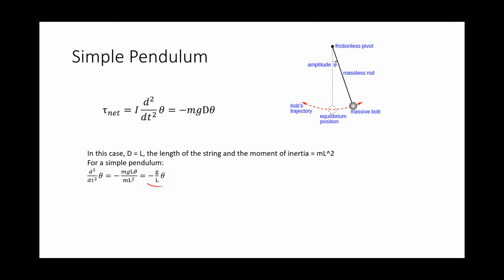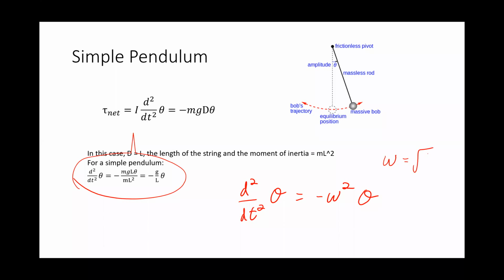And I arrive at the second derivative of theta with respect to time is negative g over L times theta. So now we have an equation that looks just like the equation we had for the mass on the spring, meaning that this is going to be a simple harmonic oscillator as well. And we can come up with an expression for omega, where in this case, omega is going to be something like the square root of g over L.